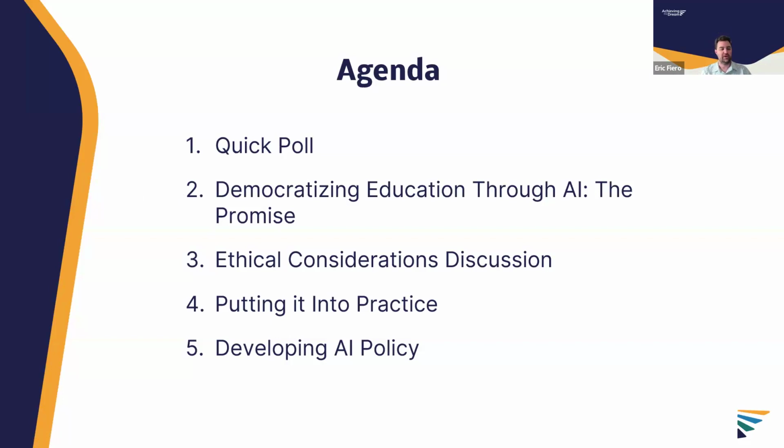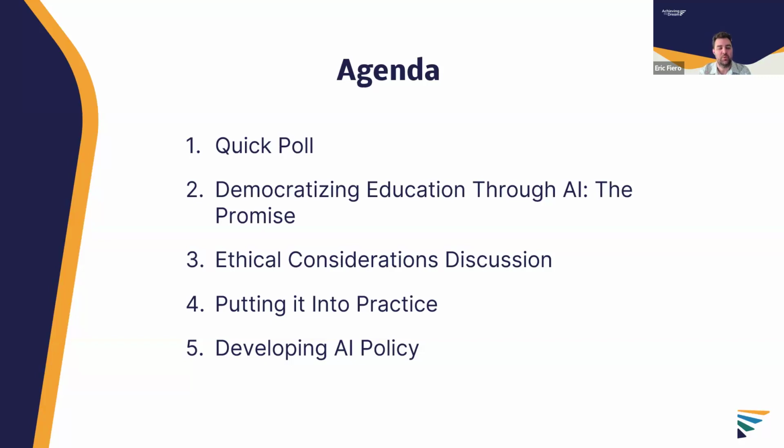So just quickly go through our agenda. I want to get through this quickly so we can dive right into the material. We're going to start in a moment with a quick poll. You're going to need an electronic device of some kind to respond with. You can do it right here on your computer. You don't need anything extra. And then we're going to move on to looking at how we can democratize education through our AI usage, and this idea that there's a promise to it. We usually put a question mark at the end of that. We say the promise, because it's still an open question, right?